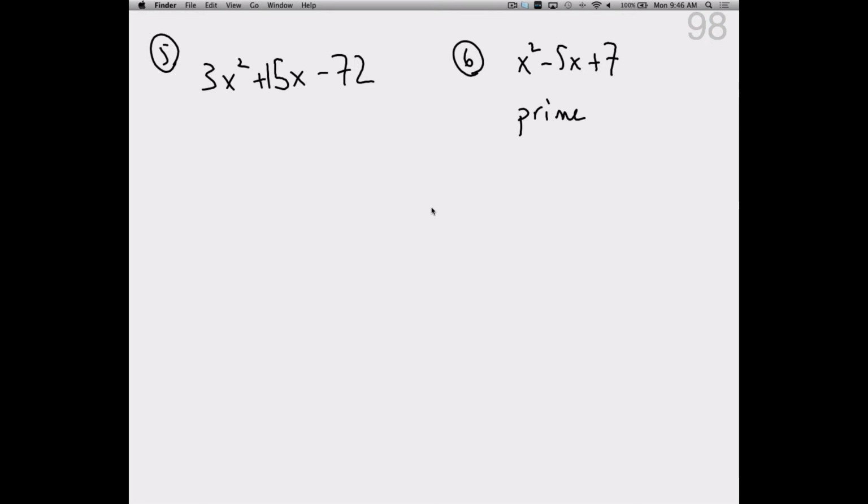Ben, what'd you do first? I know you're still working, but I divided the whole problem or equation by 3. Good. Factor out the GCF.